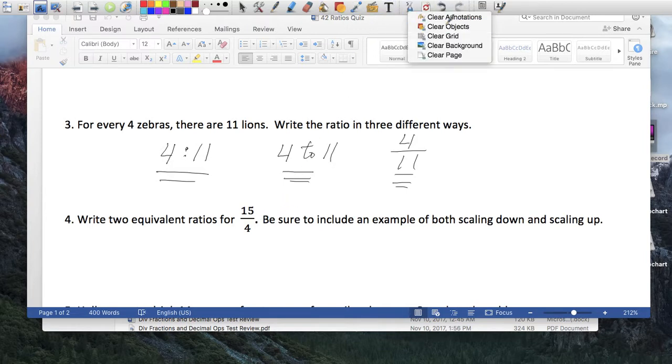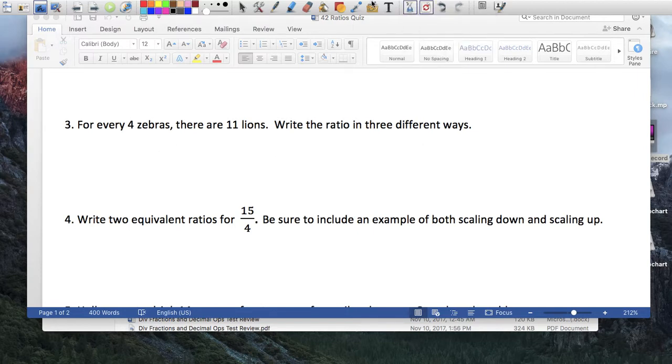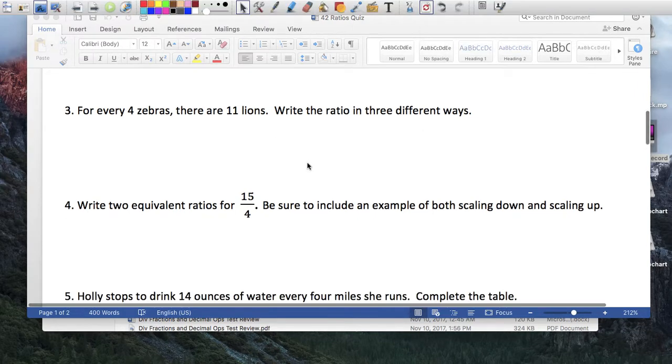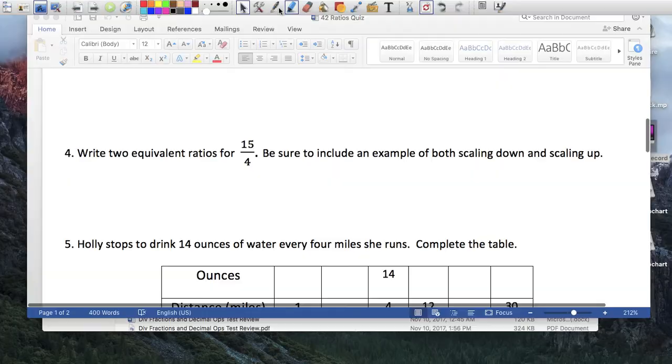Next one. Write 2 equivalent ratios for 15/4. Be sure to include an example of scaling down. Scaling down means an equivalent ratio that is smaller than this, and an equivalent ratio that is bigger. So let's write that down. One that's on this side, which is bigger, and one that's on the left side, which is smaller. Over here you have so many choices.